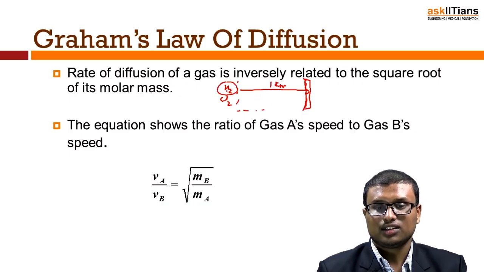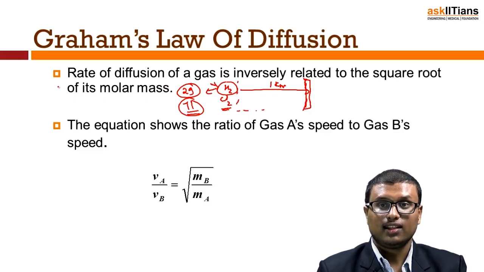Yes, hydrogen reaches first. Why? Because hydrogen is lighter in weight. So its mass is how much? Its mass is 2 grams. Chlorine, its mass is nearly 71 grams. So the hydrogen has very little mass and chlorine has heavy mass. So you can come to the conclusion that lighter gases move faster.